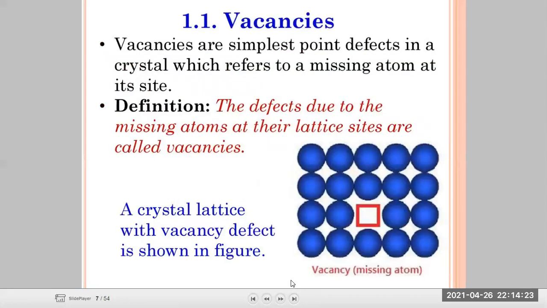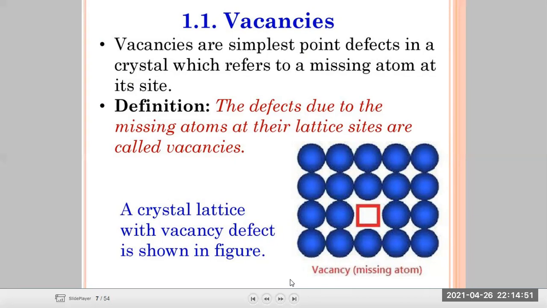First, we just start with vacancies. What is actually the meaning of vacancy? If someone asks you what the meaning of vacancy is, you say it is some missing open space. Vacancies are nothing but the simplest point defect you can see in a crystal, which refers to the missing of an atom from its regular arrangement, or in physics language, a regular site.